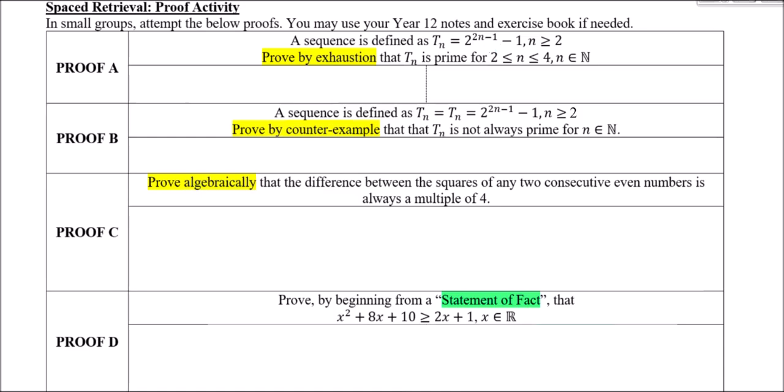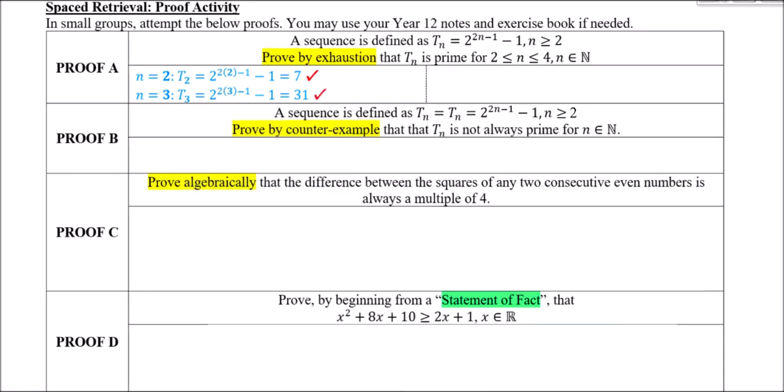So let's do this step by step. First of all, when n is 2, t subscript n is going to be t subscript 2, which is 2 to the power 2 times 2 minus 1, which is 2 cubed minus 1, which is 8 minus 1, which is 7, which of course is prime. When n is 3, that's going to give t subscript 3, which will be this expression here. This means 2 to the power of 6 minus 1, which is 2 to the power 5 minus 1. 2 to the power 5 is 32. 32 minus 1 is 31, which of course is prime too.